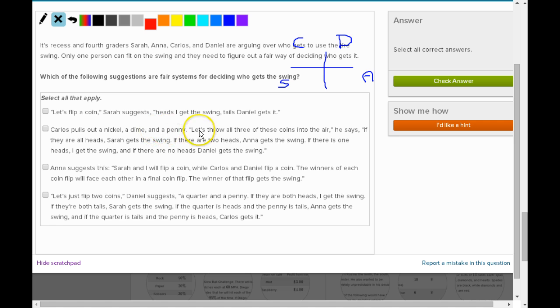Carlos pulls out a nickel, a dime, and a penny and throws all of them in the air. If they are all heads, Sarah gets the swing. If there are two heads, Anna gets the swing. If there's one head, Carlos gets the swing. If there are no heads, Daniel gets the swing.